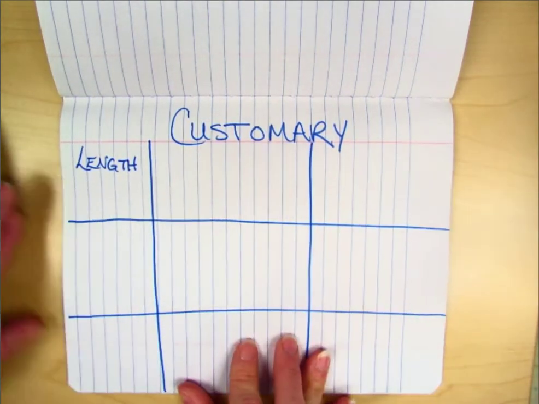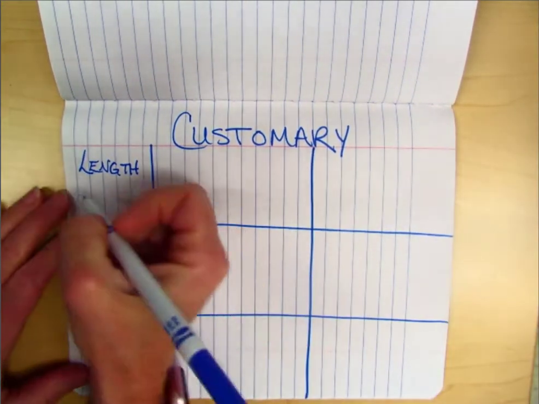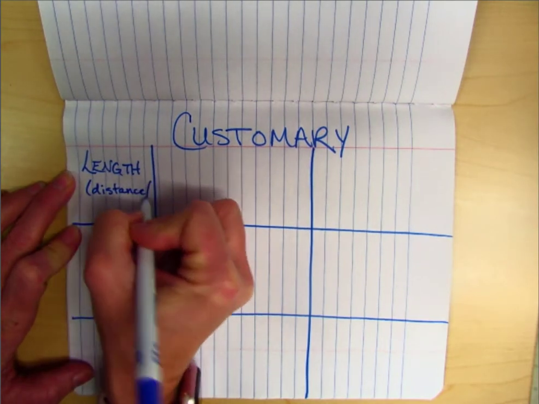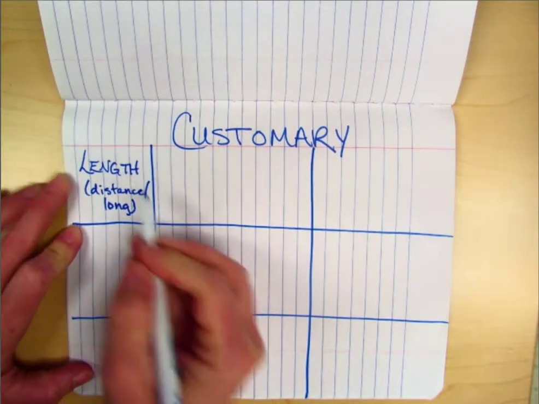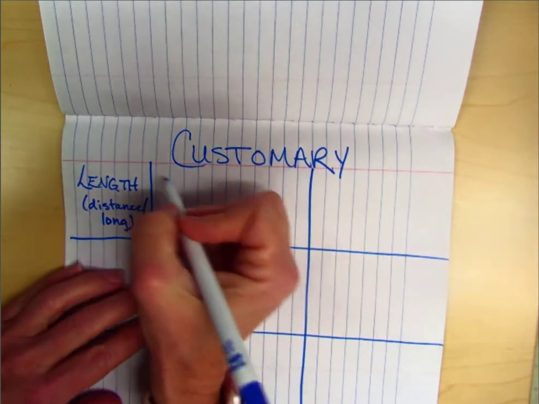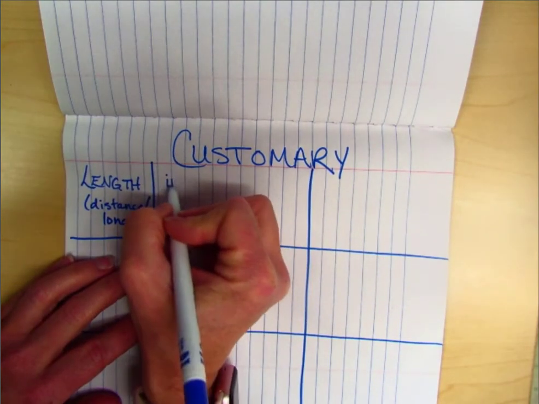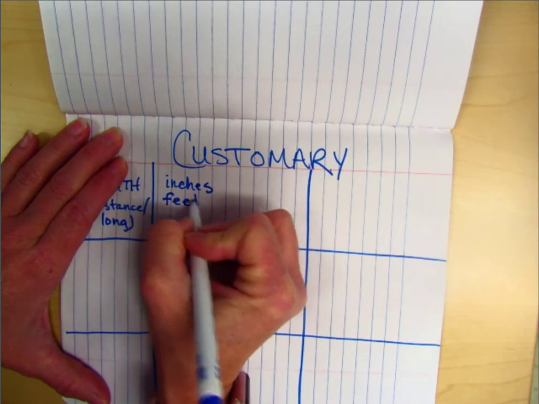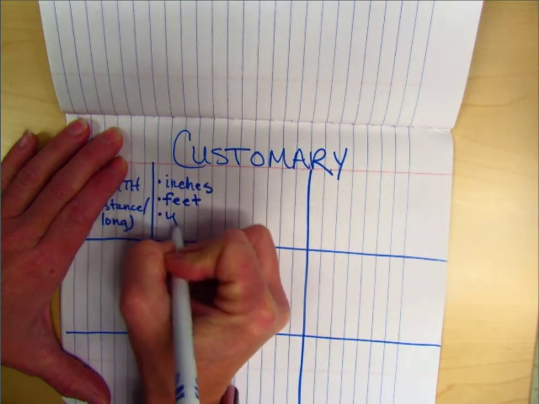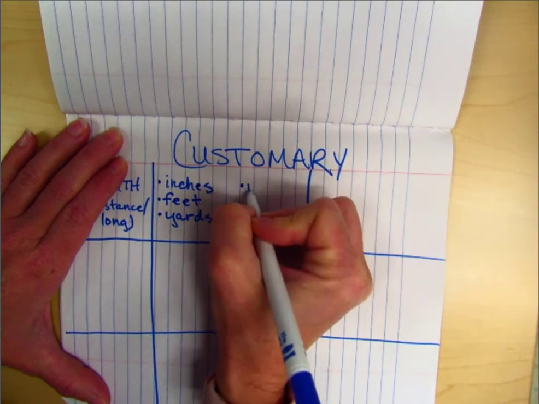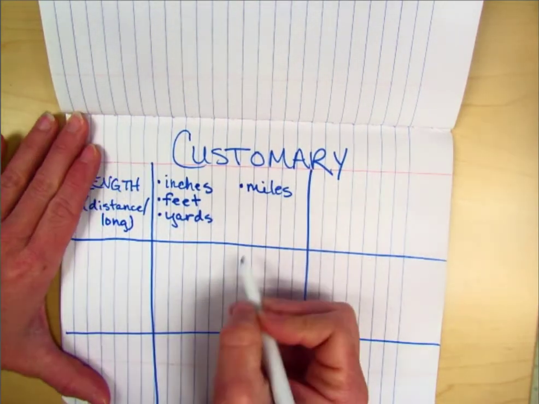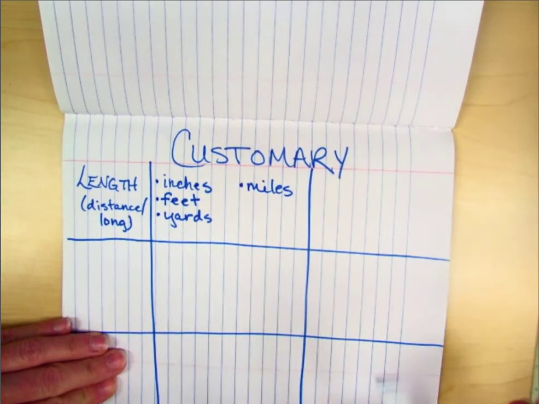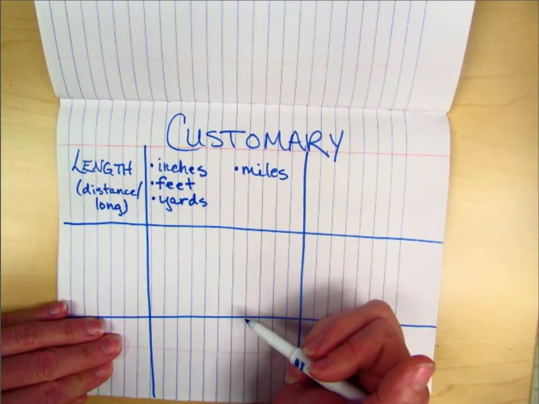always be thinking on these word problems and questions, what am I measuring? If you're measuring distance or how long something is, you're in this length section. So for customary problems, we're going to use inches, feet, yards, and miles. You're always going to be given a conversion chart for these problems, so don't worry about memorizing each individual conversion. By the time we get done, you'll probably have most of them memorized.